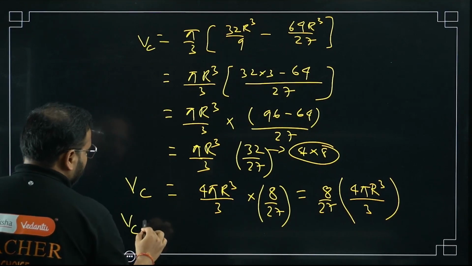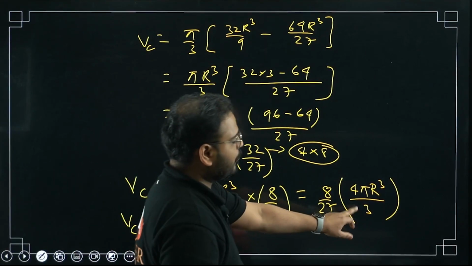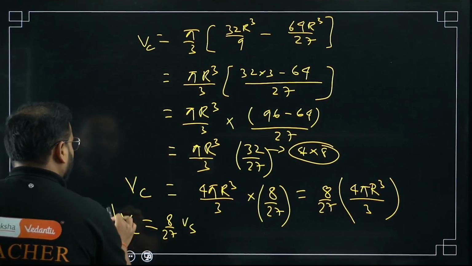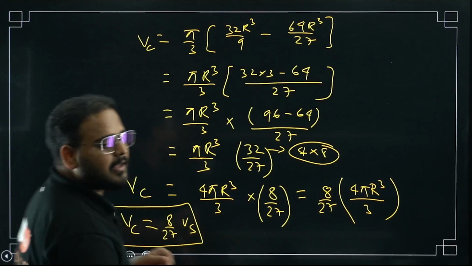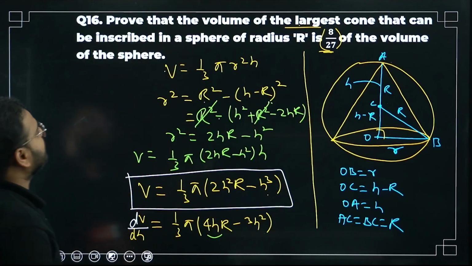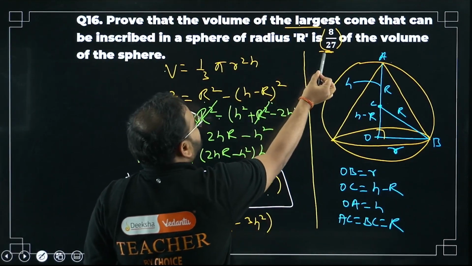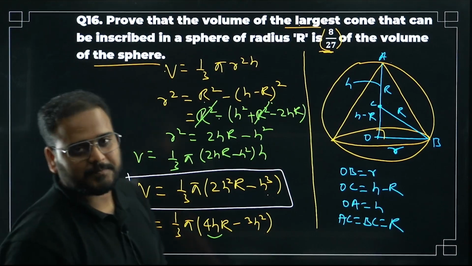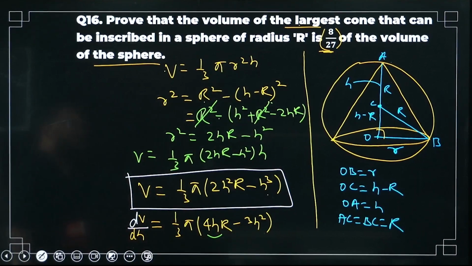Please check carefully. This is volume of cone, 8 by 27. And what is this part? 4 by 3 pi r cube. Volume of the sphere, sir. We had to prove what? It will be largest and will be equal to what? 8 by 27 times the volume of the sphere. Please check the statement. Volume of the largest cone will be what? Equal to 8 by 27 times the volume of the sphere. Excellent question or not? Yes. Very good question. Please have a look.